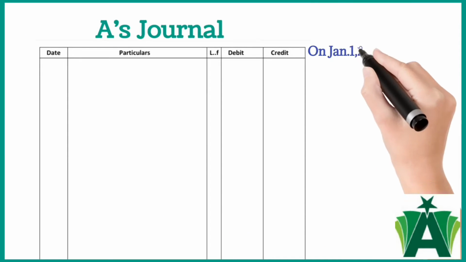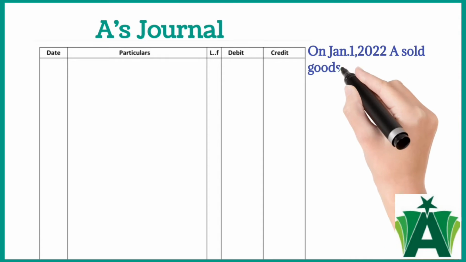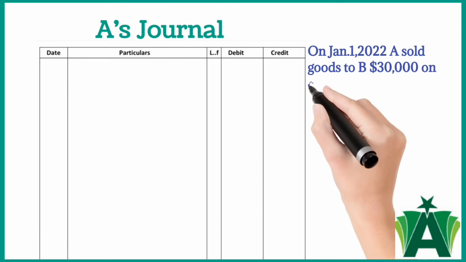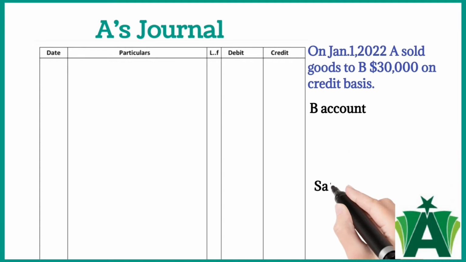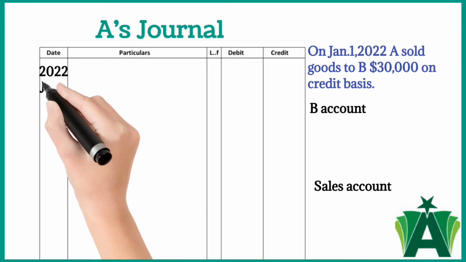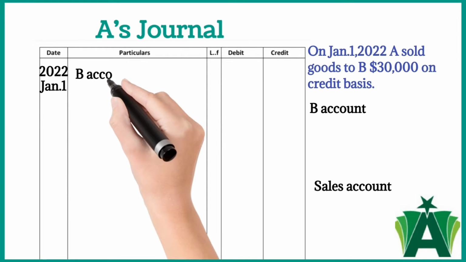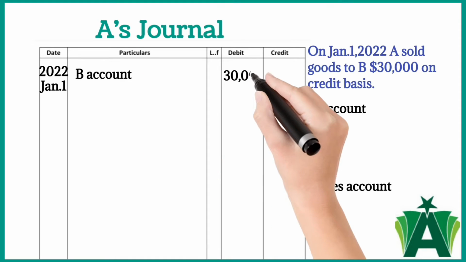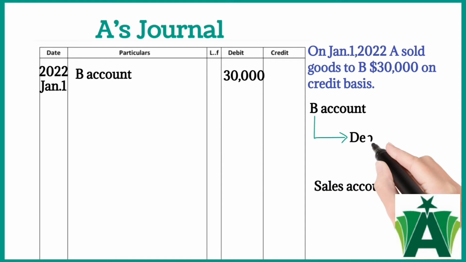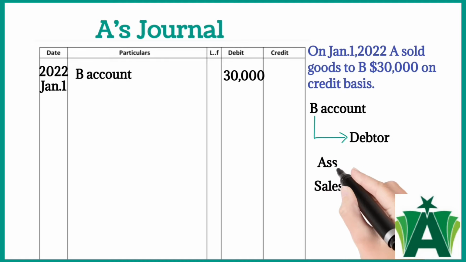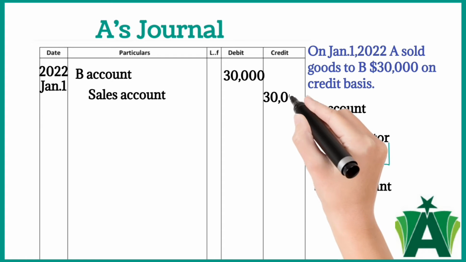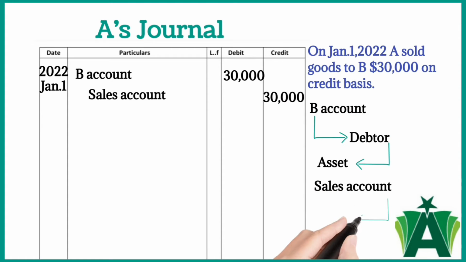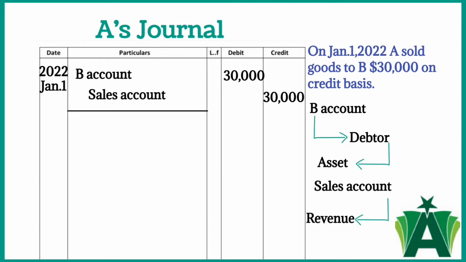On January 1, 2022, A sold goods to B for $30,000 on credit basis. Here two accounts are involved: B account and sales account, 2022, January 1st. B account is debited with the amount of $30,000 because B is a debtor. When an asset increases in a business, the account is to be debited. Sales account is credited with the amount of $30,000. The sales account nature is revenue. When revenue increases in a business, the account is to be credited.